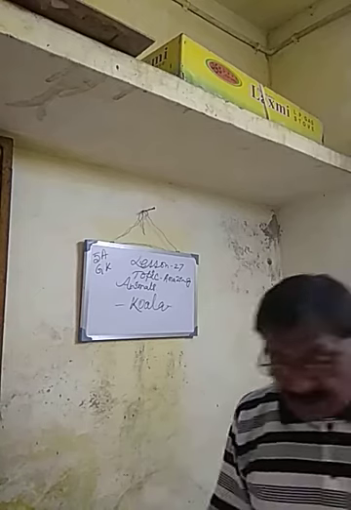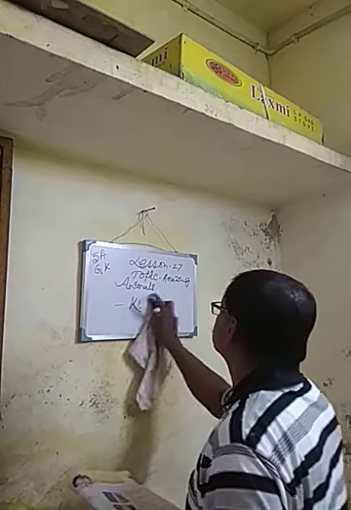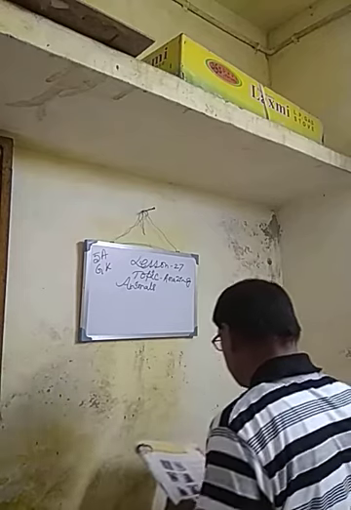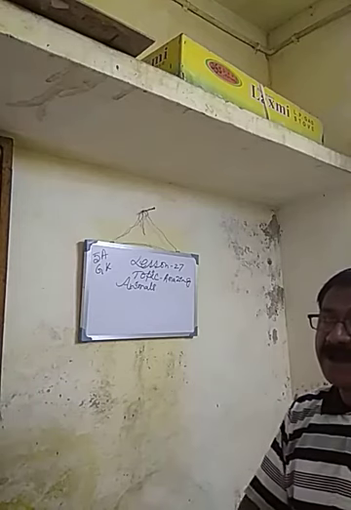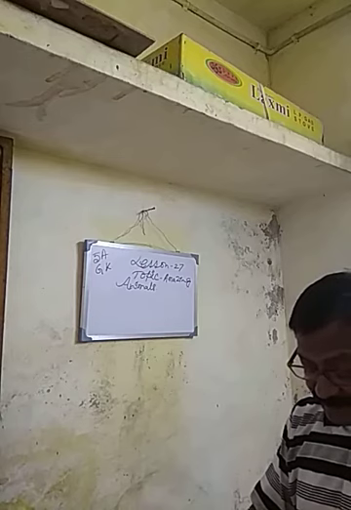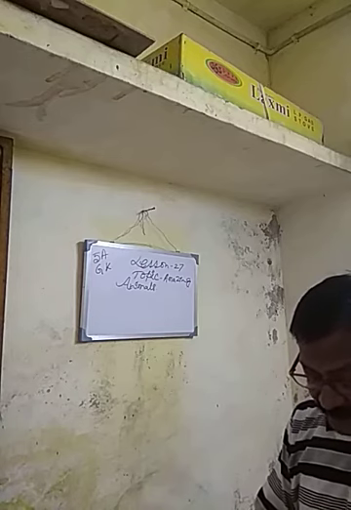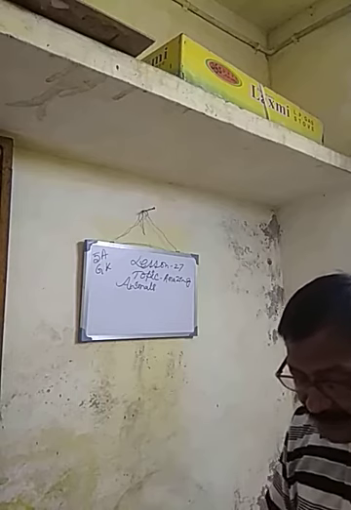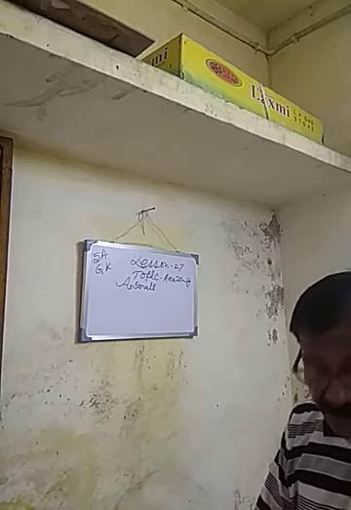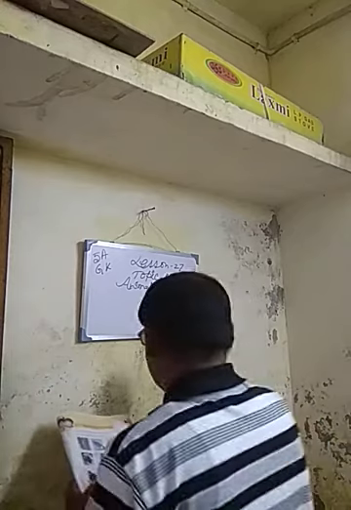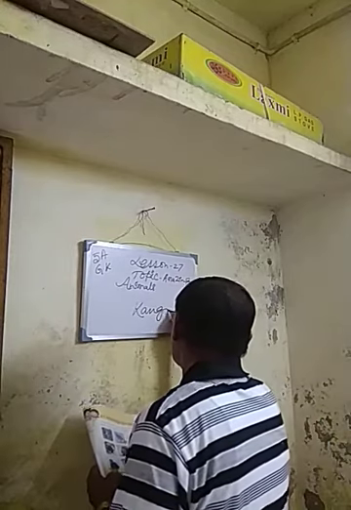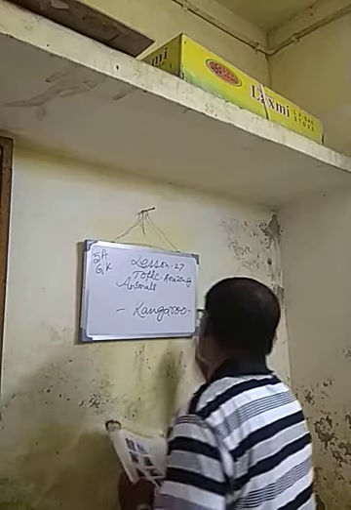Then another one. This animal is a marsupial. It uses its tail to balance its body while attacking others or while going for hunting. It uses its tail. What is the name of this animal? Kangaroo. It is another animal of the Australian continent.